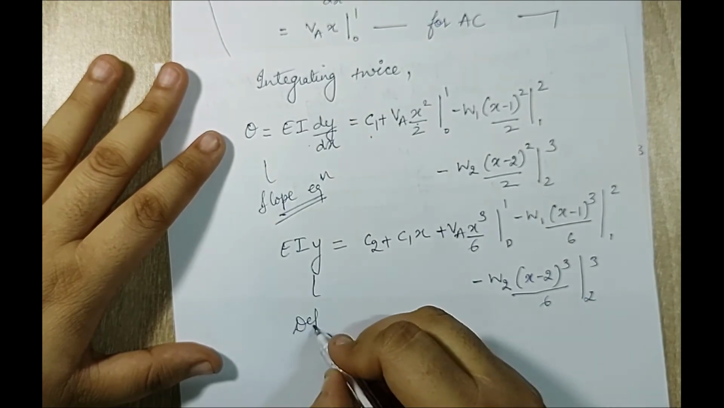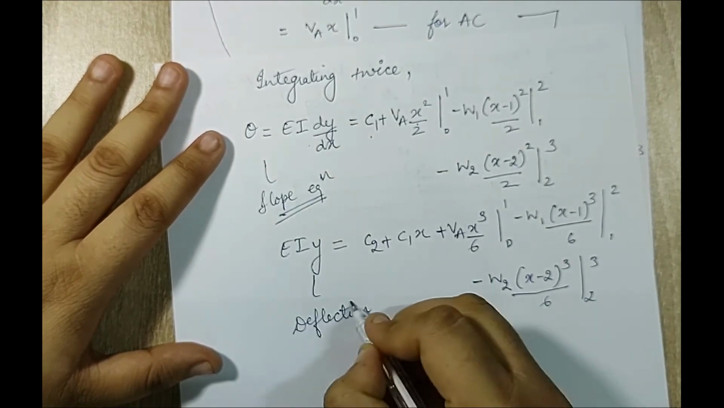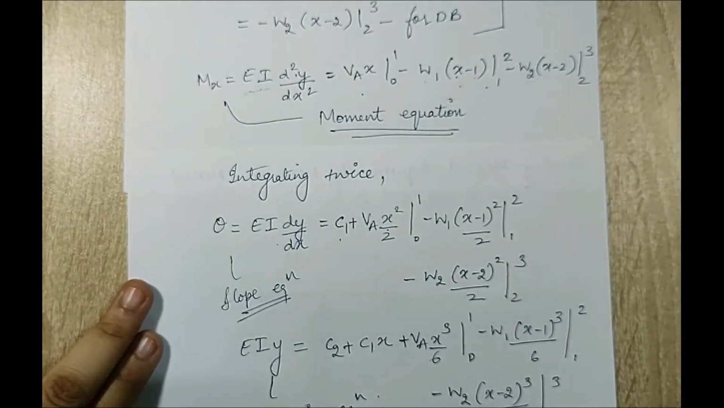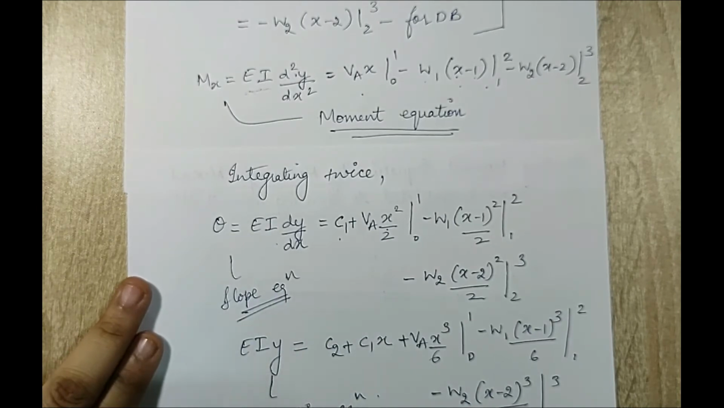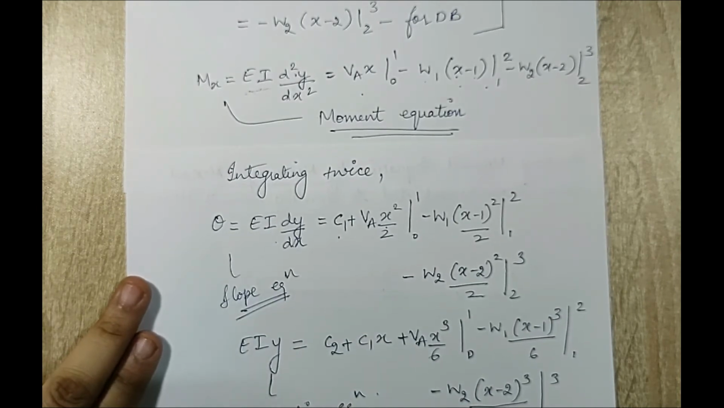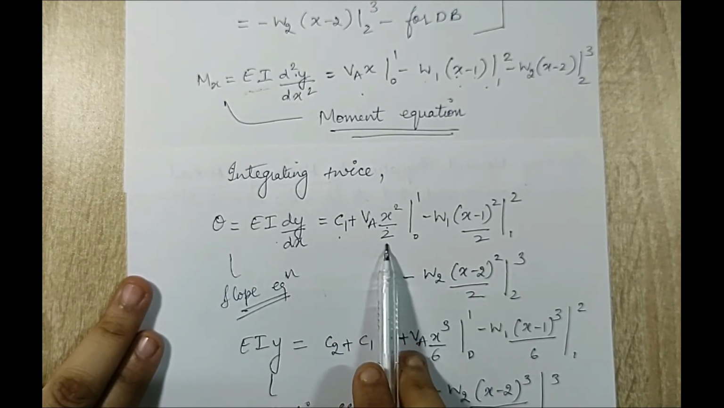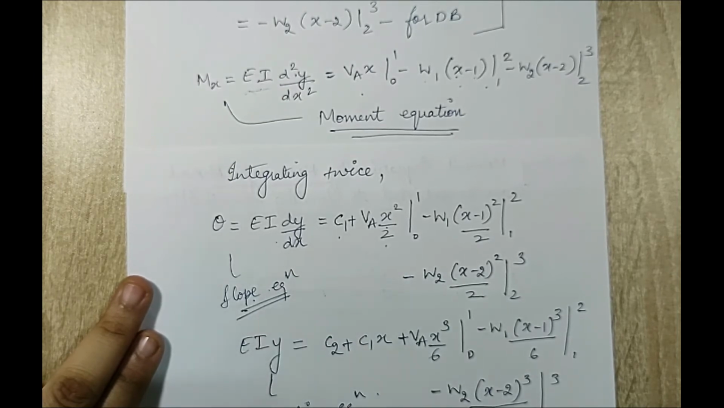This equation is my deflection equation. So here I have obtained three equations. You can see first is a moment equation, next I have obtained the slope equation, and third I have obtained the deflection equation. In these equations of slope and deflection, if I substitute a particular value of x, I'll be able to calculate that at a particular distance what is the value of slope and deflection on the beam. So this is how Macaulay's method is to be solved.